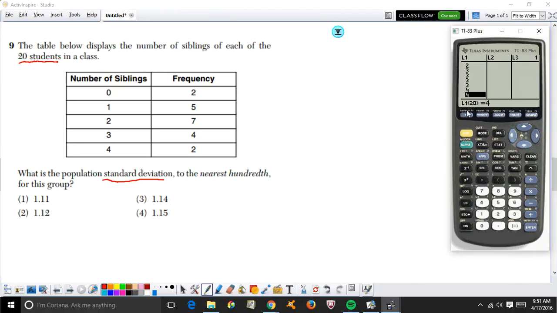Once you have your values in your calculator, you press Stat. Now you hit Calculate, and you hit one variable statistics. Press Enter. The standard deviation is represented as sigma x. Now the number that it gets the closest to is 1.12.